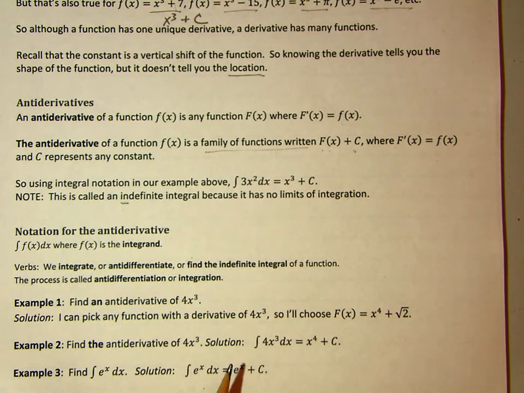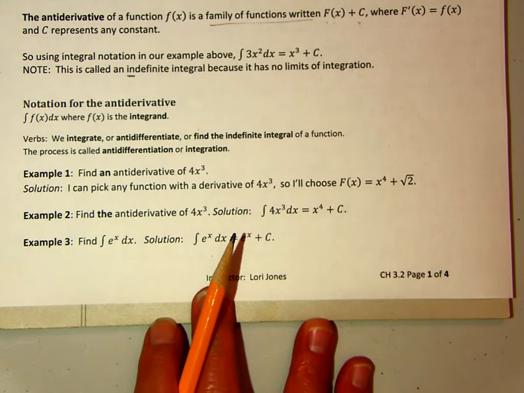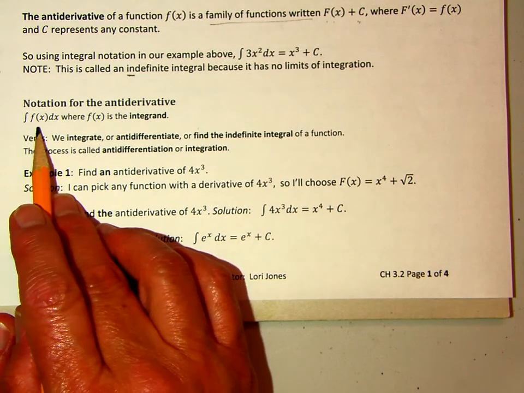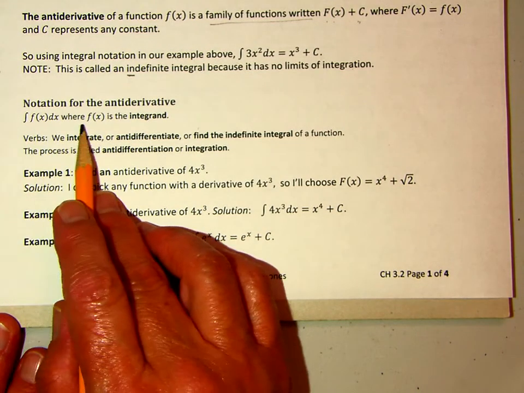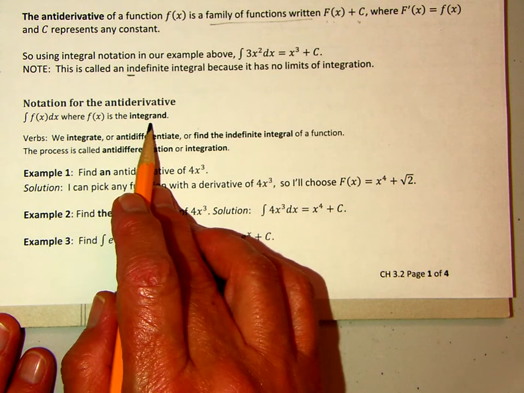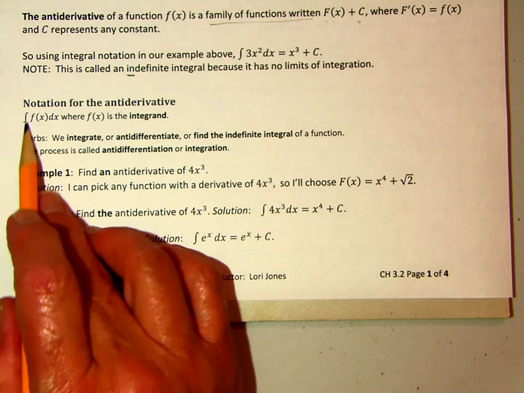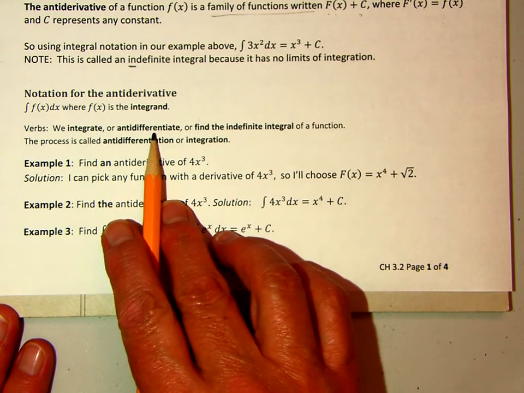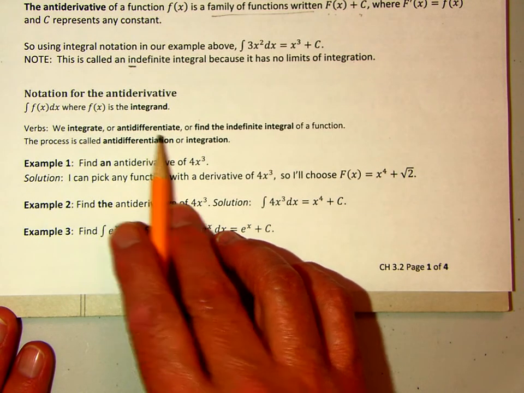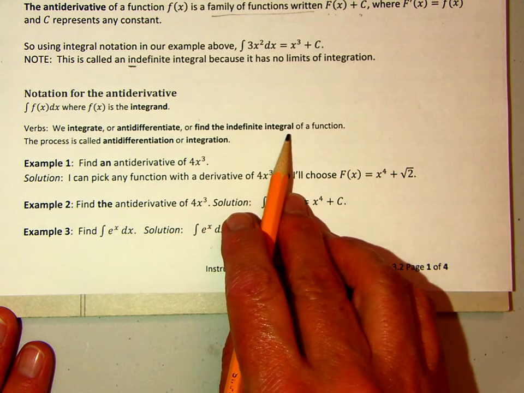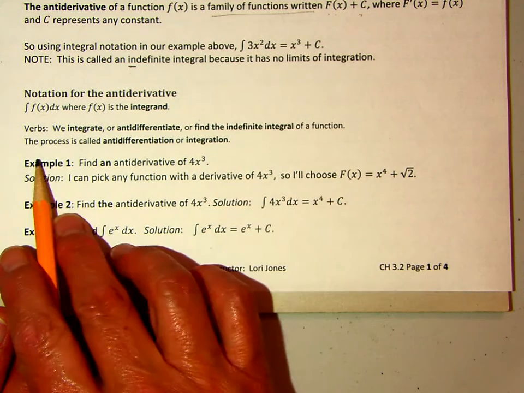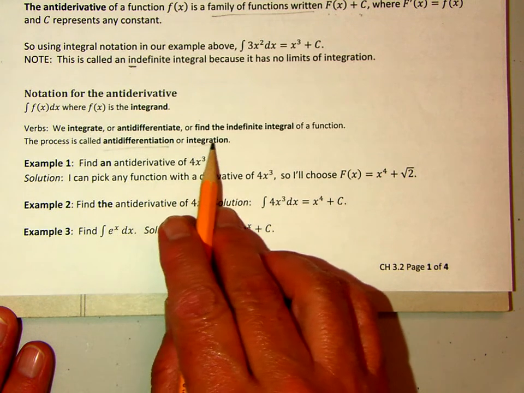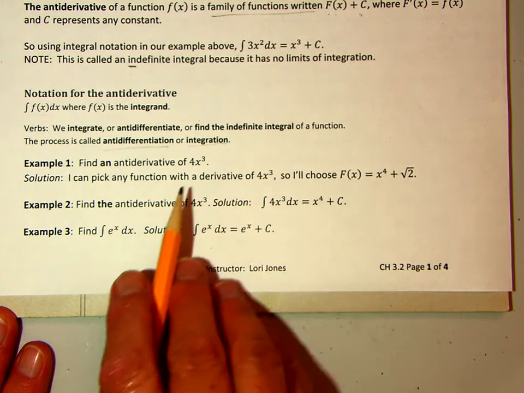Let's take a look at some more notation for the antiderivative. The integral of f of x dx, where f of x is the integrand, the function to be integrated. So the verbs: we say we integrate, or we anti-differentiate, or we find the indefinite integral of a function. The process is called anti-differentiation, or it's called integration, either one of those.